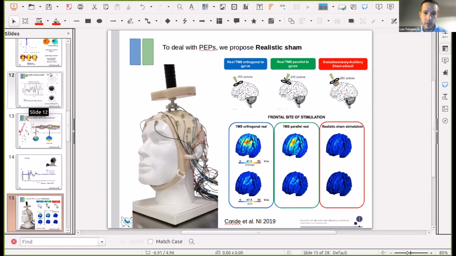And then we also separately, but at the same timing, delivered a small electrical stimulation over the scalp to mimic the skin sensation. Obviously, this was not perfectly matching the skin sensation because it's a little bit different, and we are still not able to completely mimic it, but it was a way to have a sensory response of the scalp.